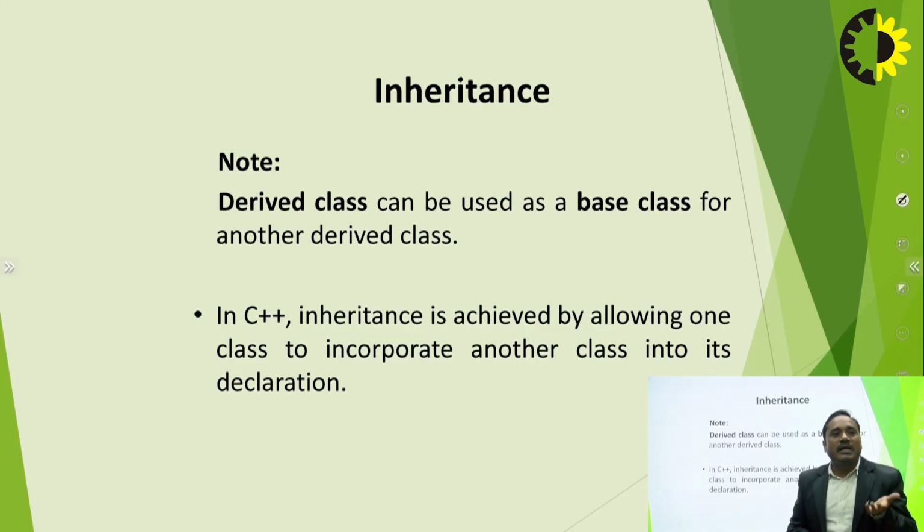So every upper class behaves as a base class, and every new derived class can inherit the properties of the upper base class. In C++, inheritance is achieved by allowing one class to incorporate another class into its declaration.